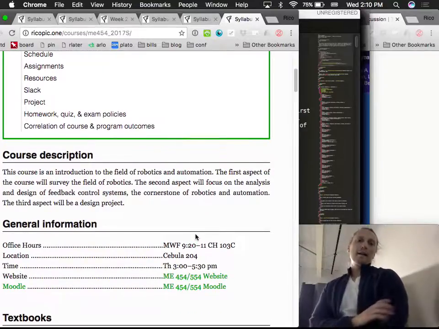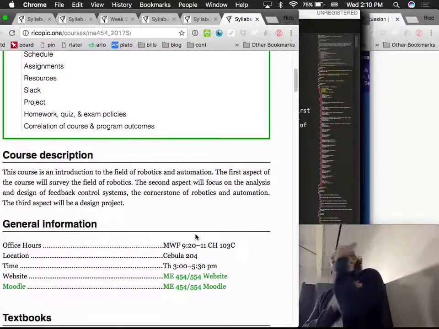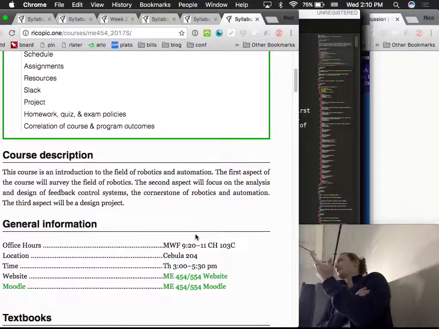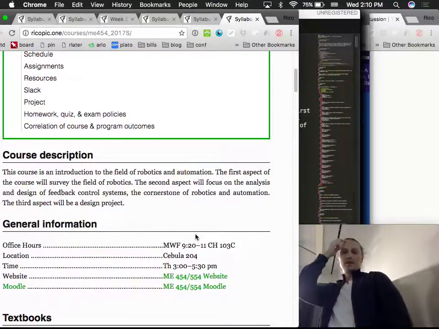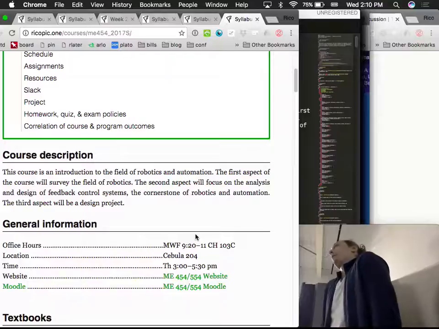So, I'm supposed to introduce you to robotics and automation. We're going to talk about what those two things are as part of the seminar today, so I'm not going to talk about that at the moment. But the first aspect is going to be a survey of the field of robotics. And we're going to read this robotics primer that I've gone through before with another class. It's really nice. It's an easy read.